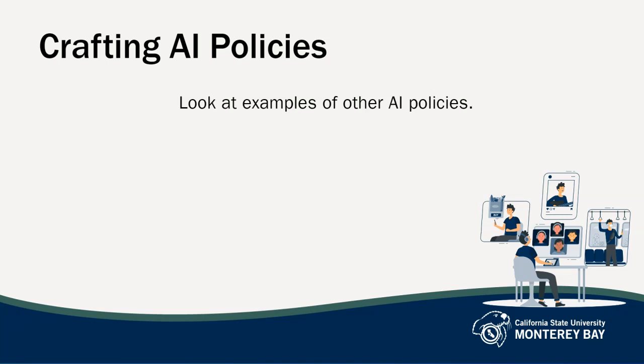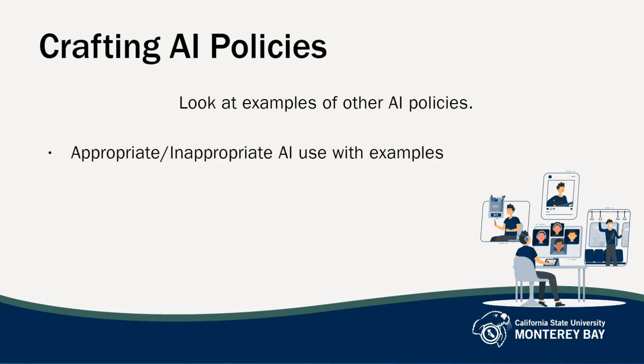in your own policy. Make sure to include clear, explicit instructions on the appropriate use of AI with examples. Similarly, you should also include clear instructions on the inappropriate use of AI with examples. This can help illustrate acceptable use scenarios so students are aware of the difference between what's permissible and what is not permissible.